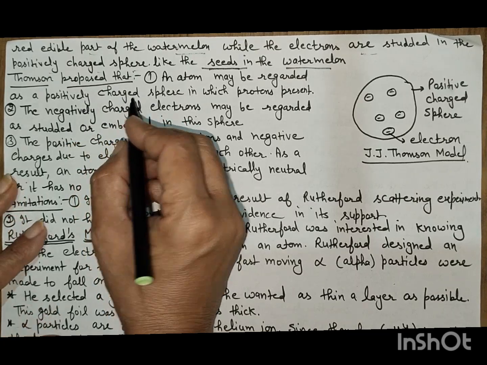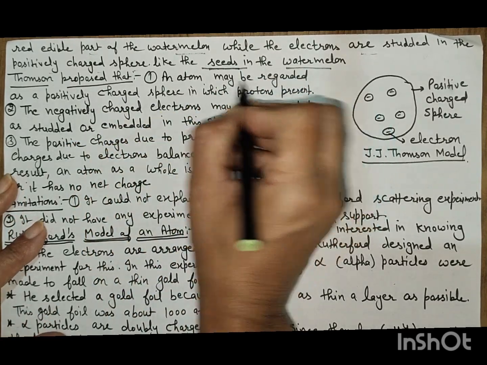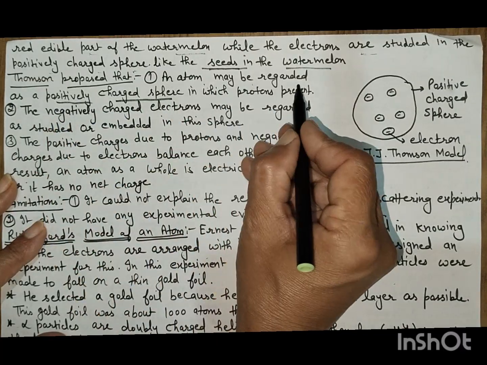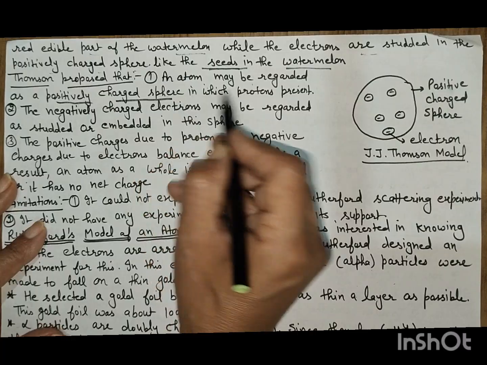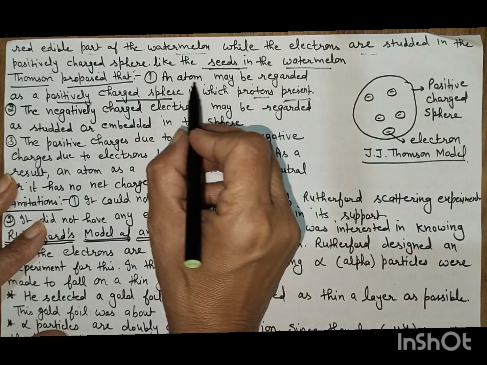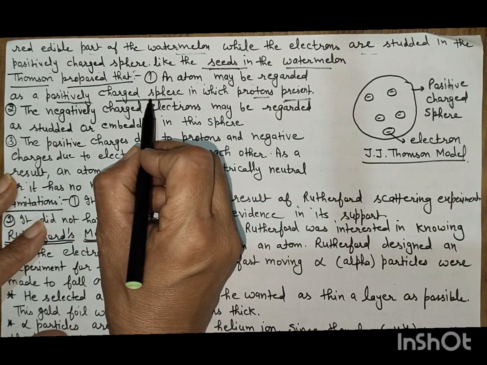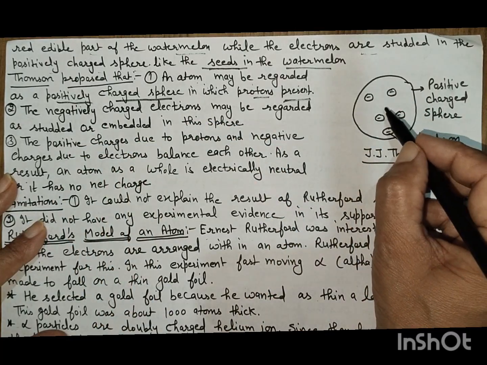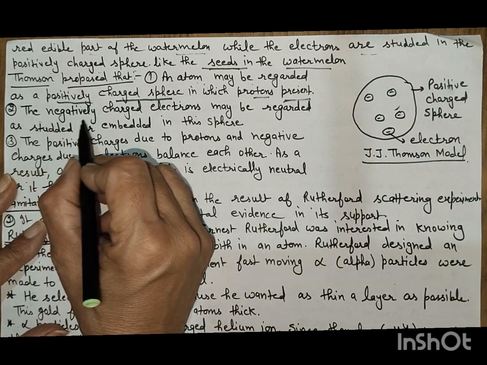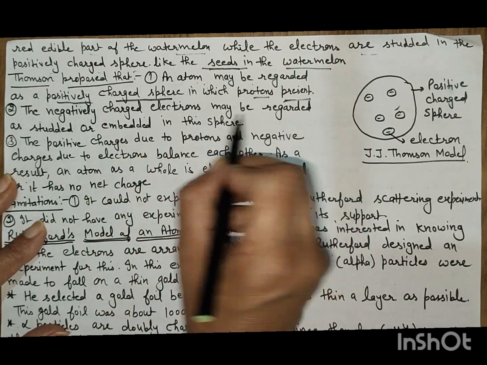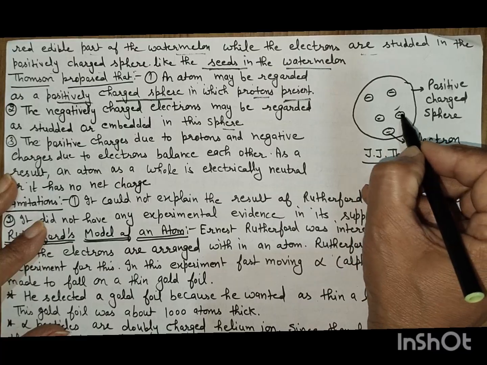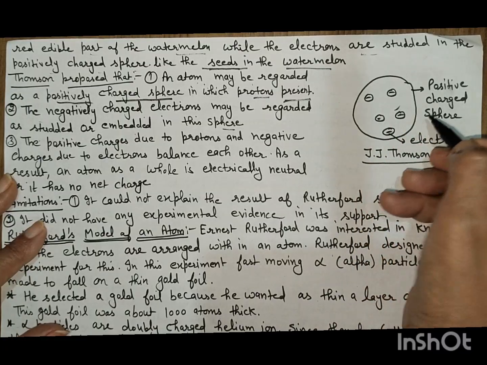Thomson proposed that an atom may be regarded as a positively charged sphere in which protons are present. The atom is a positively charged sphere, and the protons are present in the sphere. The negatively charged electrons may be regarded as studded or embedded in this sphere, here and there.